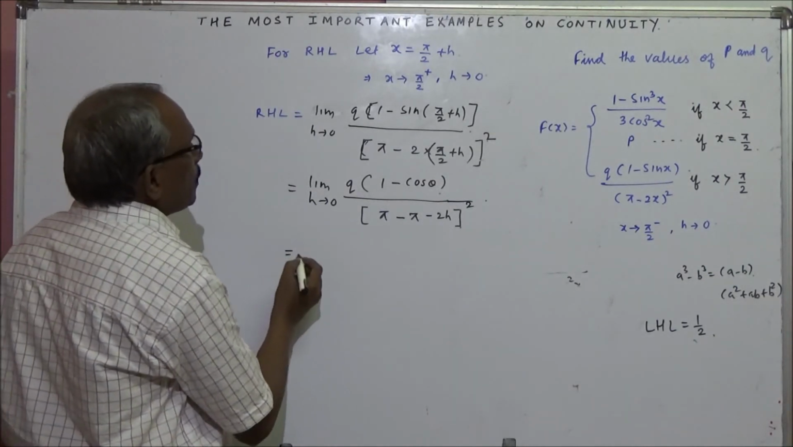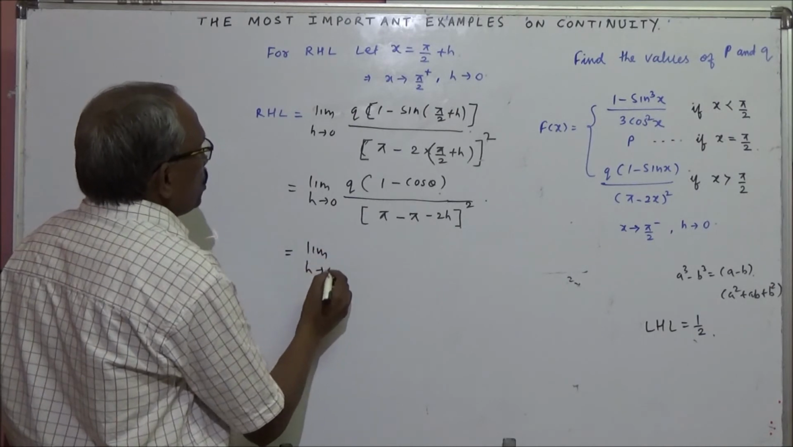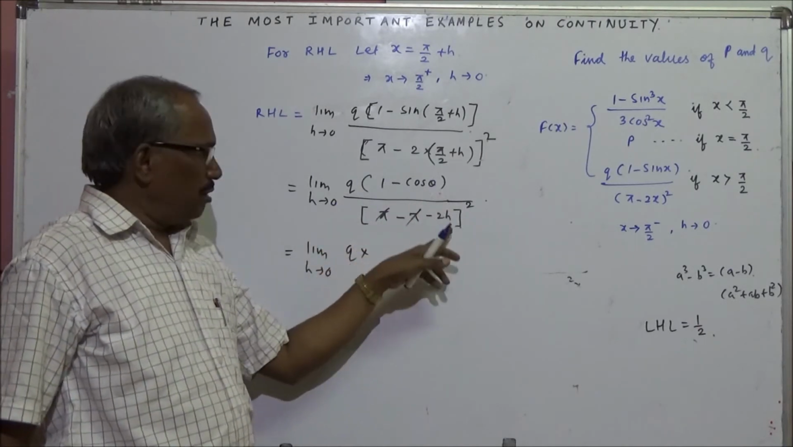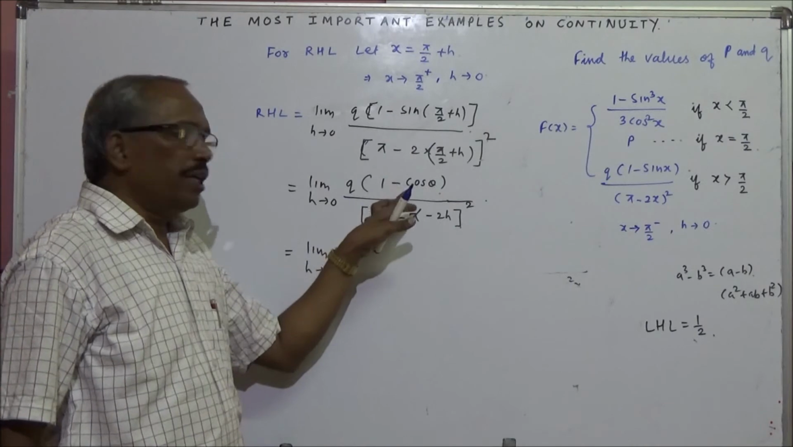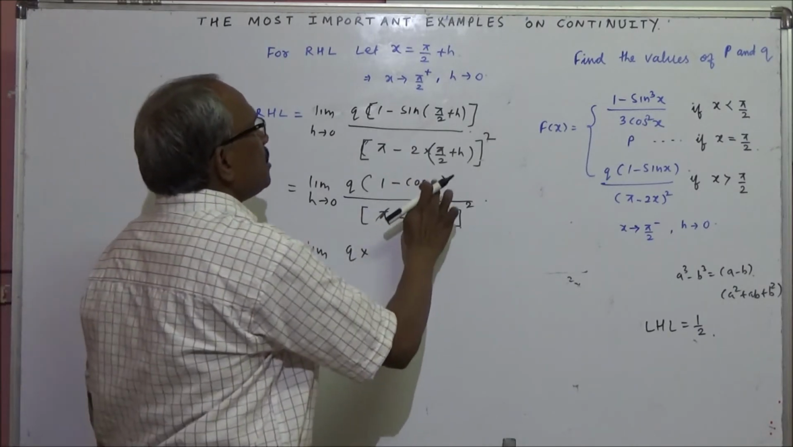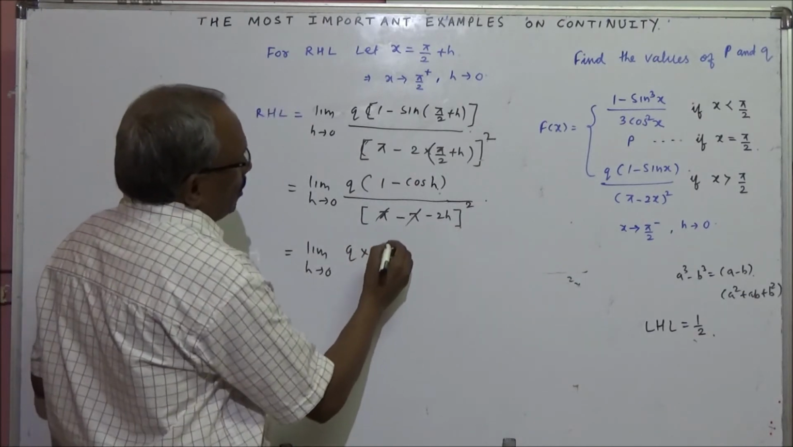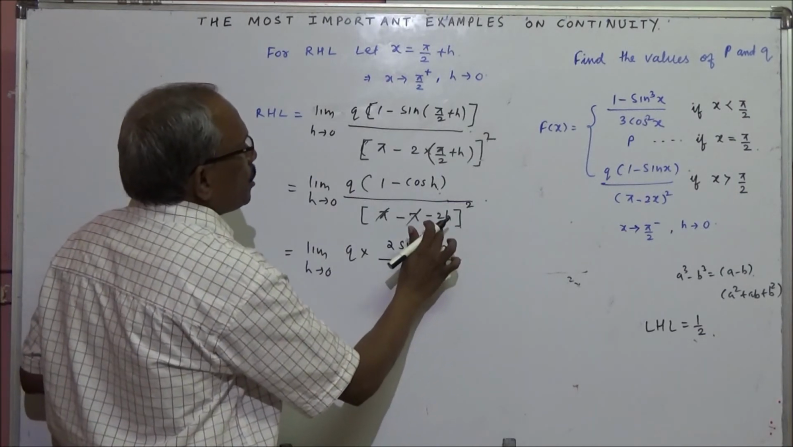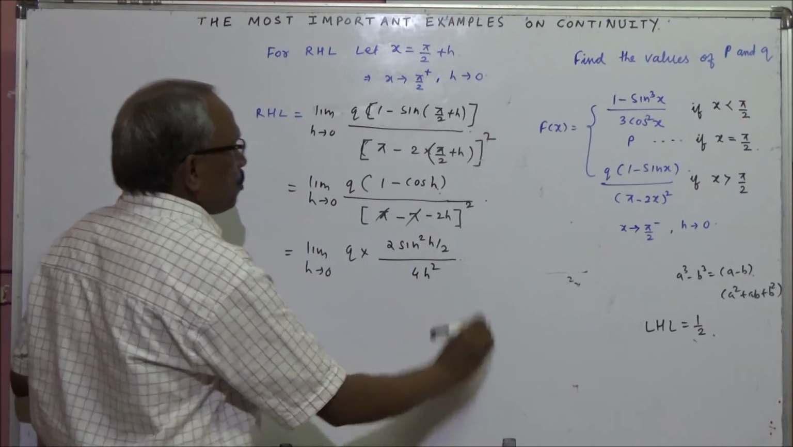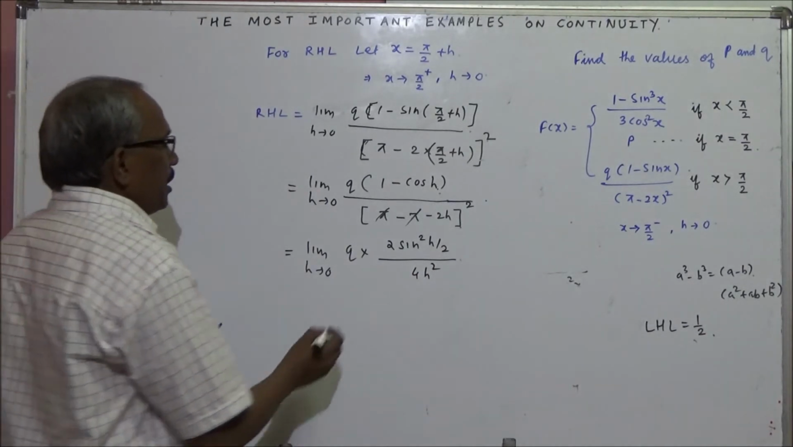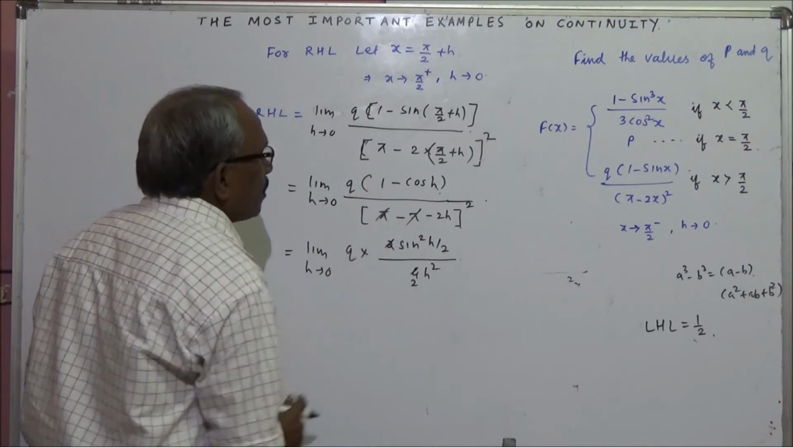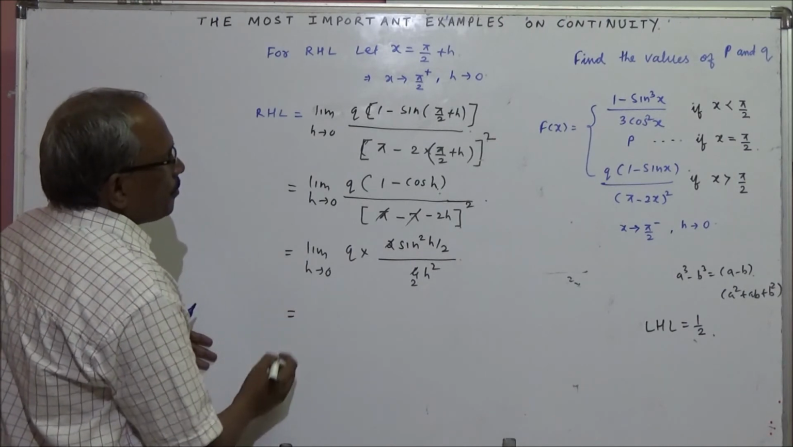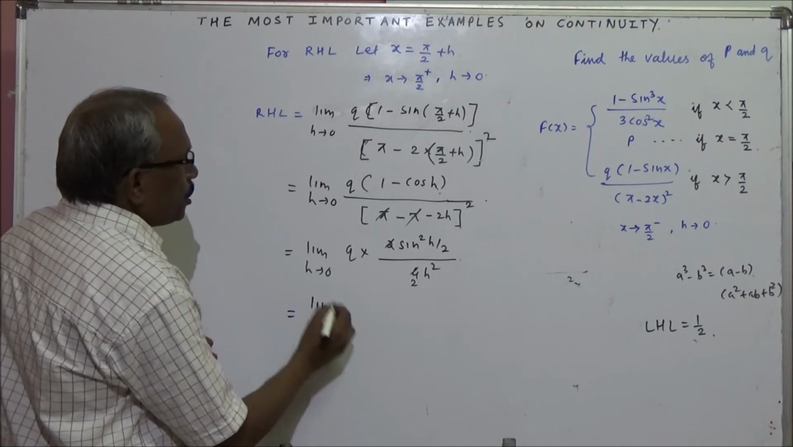So therefore I can write limit h tends to 0 into q. This will get cancelled. अगर हम लोग if we write here 0, तो it will not be defined. 1 minus 1 is 0. So we will convert this 1 minus cos h. इसको साइन में लिखना है, 2 sin square h by 2 upon this is minus 2 whole square, 4h square, right? So we can cancel this. So I can write here limit h tends to 0.